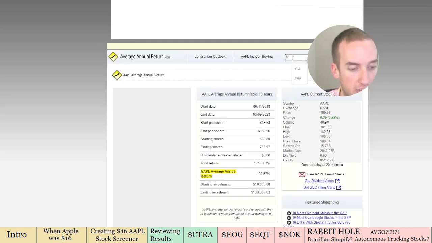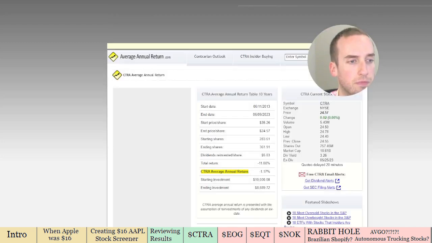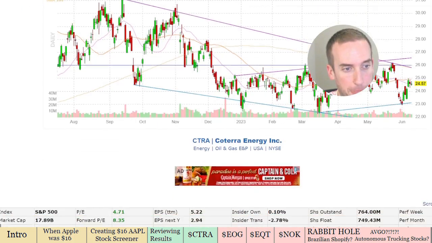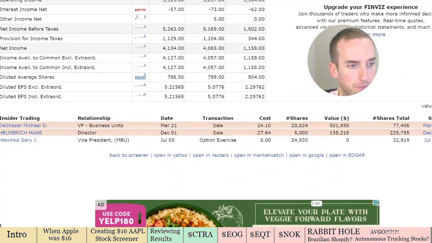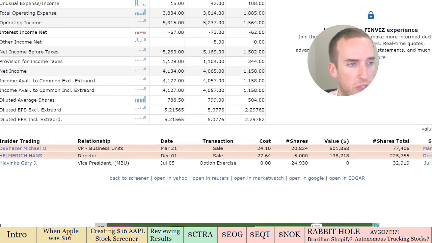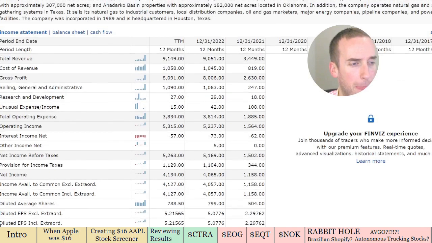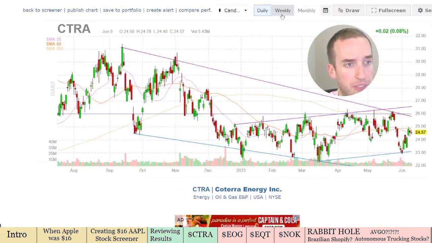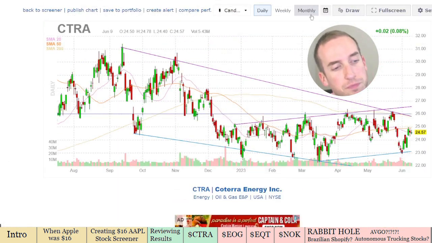And the average 10-year return for CTRA, it's actually returning a negative 1.17%. We do see some sales here in the 24 to 27 range. I mean, the company looks really strong, in my opinion. Let's look at the monthly chart.